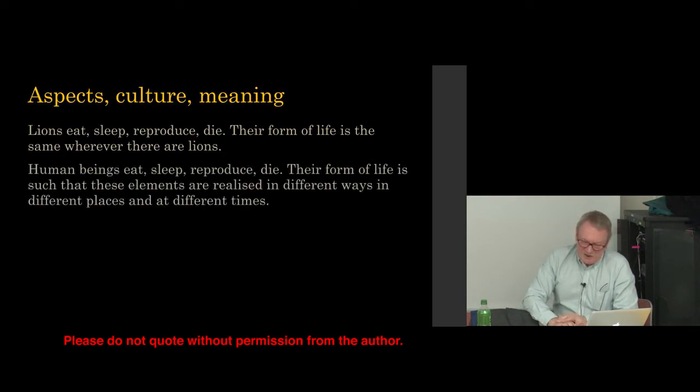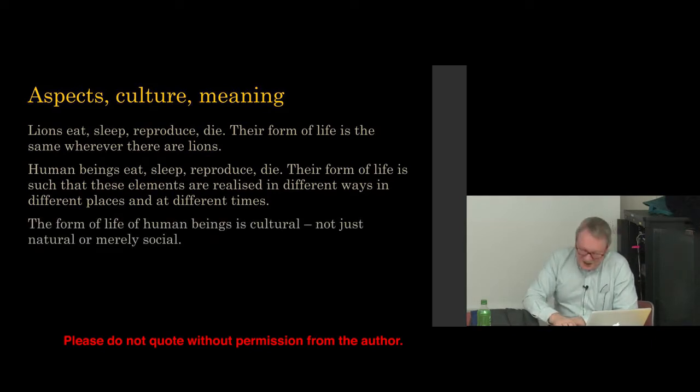Human beings eat, sleep, reproduce, die. Their form of life is such that these elements, eating, sleeping, reproducing, dying, are realised in different ways, in different places, and at different times. So at one time, they eat by holding a fork in the left hand. Somewhere else, they hold it in the right hand. The marriage ceremony is different in different countries. How people are dealt with when they're dead is different. Food is different. So we've got the same practices, but cultural variations. So the form of life is always cultural and not just natural or social.